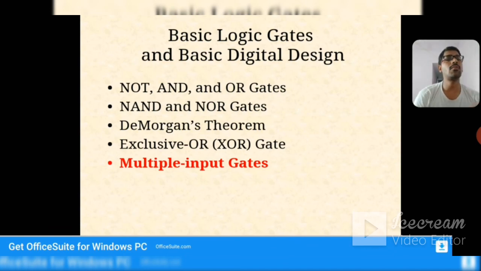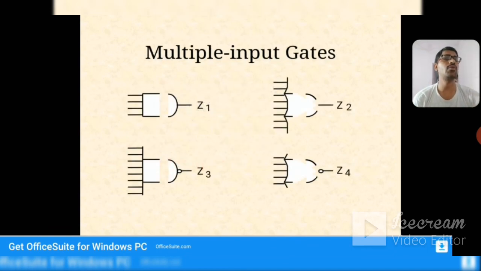Now we will discuss multiple input gates. As I have told you, most gates can have one input and more. For understanding purposes, in the AND gate, NAND gate and so on, we have taken only two inputs, but they have the capability to take multiple inputs.